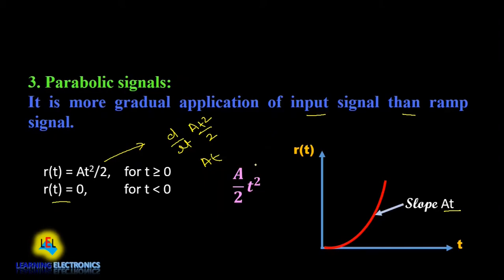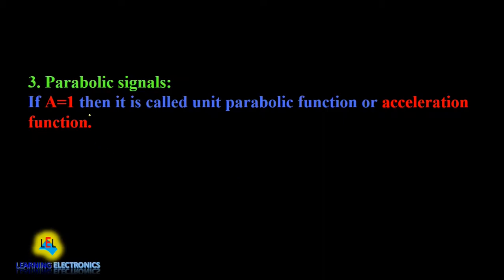So here you can see that we are taking at square by 2. We are not taking at square. Why are we taking it like this? We want to maintain the similarity with the other test signals. That's why we are dividing by 2 in this at square value. Okay. Now when the magnitude a is equal to 1 in the previous equation, then the parabolic signal becomes the unit parabolic function, or it is also called the acceleration function.